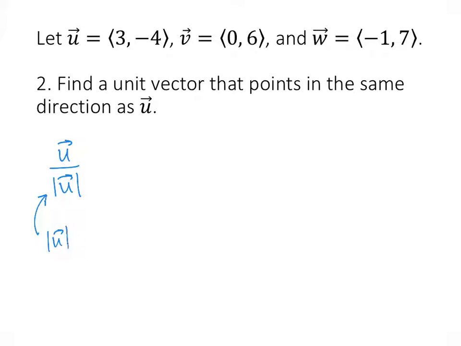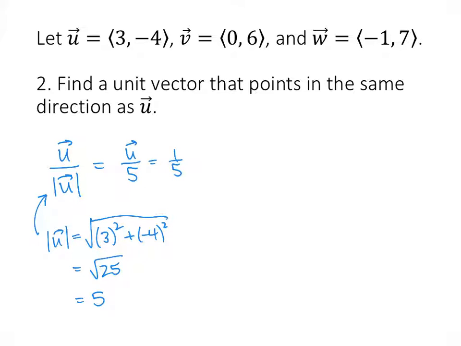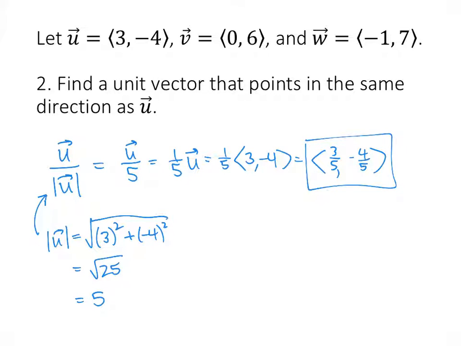And the magnitude of any vector is the square root of the sum of the squares of its components. So 3 squared plus -4 squared, that's going to work out to be 25. The square root of 25 is 5. So the unit vector we're looking for is u divided by 5, which is the same as 1/5 times u. So that's 1/5 times the vector 3, -4, which is just going to be the vector 3/5, -4/5. And if we want to double check, we can take the magnitude of that new vector, and we'll see that the magnitude of that vector really is 1. And since it's a multiple of u, it points in the same direction as u.